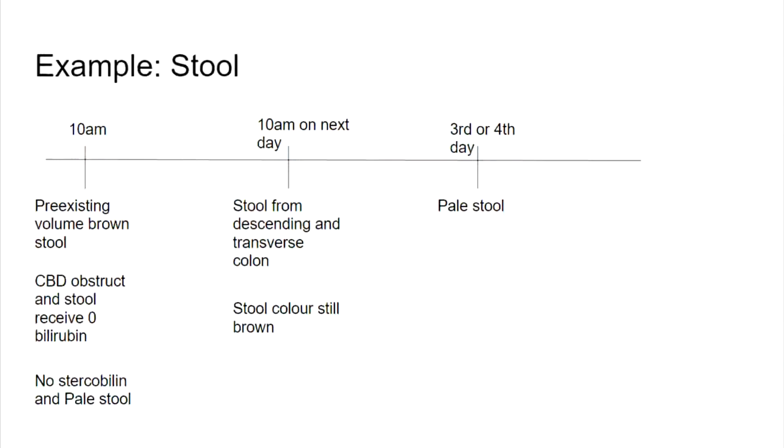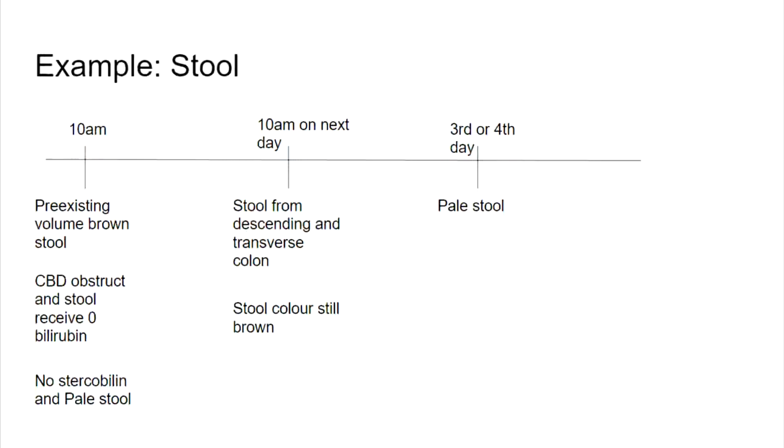Now the stool and its content of stercobilin. When the obstruction occurs at 10 a.m., the stool that is made from the duodenal contents will receive zero bile, which means zero bilirubin. So the bacteria from 10 a.m. onward cannot produce any stercobilin. Therefore, this post-10 a.m. stool will become pale stool when you excrete it later.